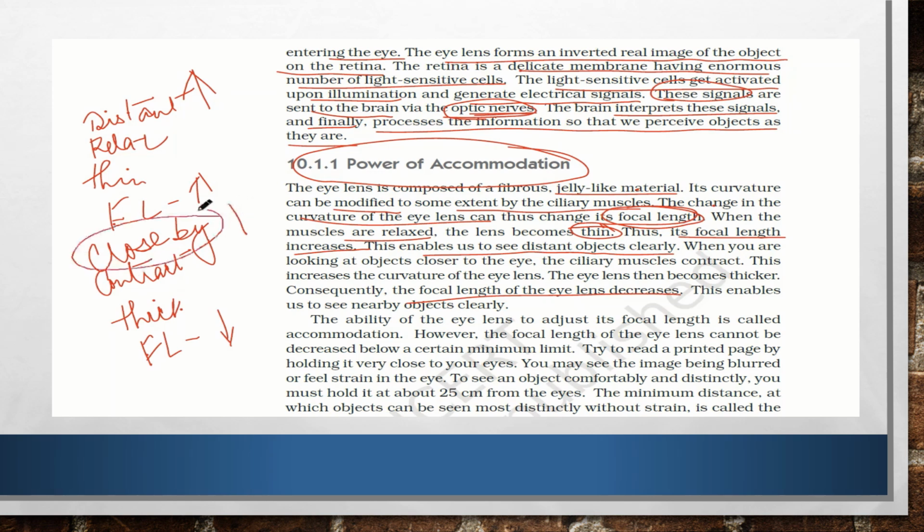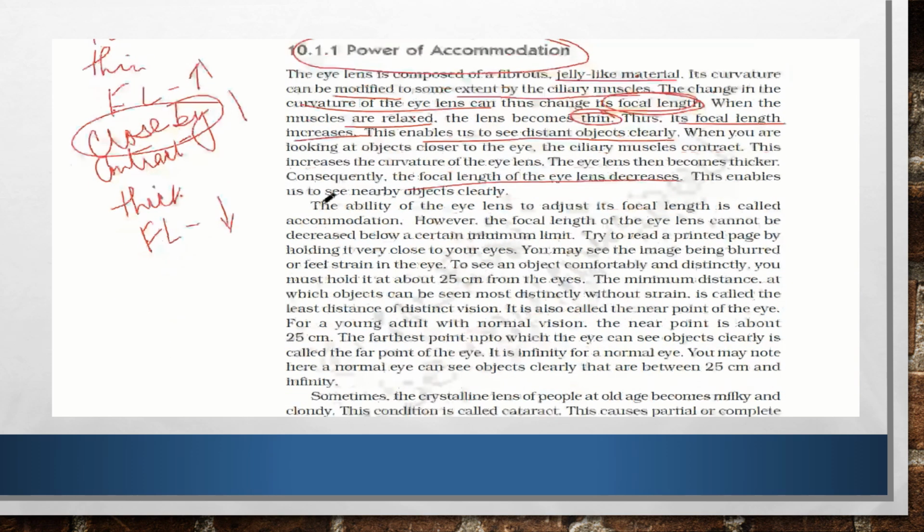Okay, so this is the adjustment or accommodation. So the ability of the eye to adjust. So what is accommodation?